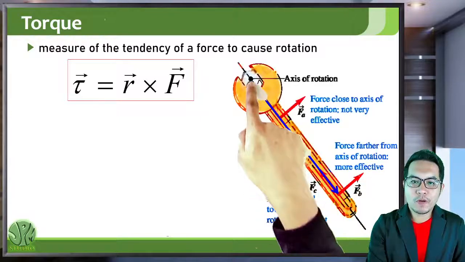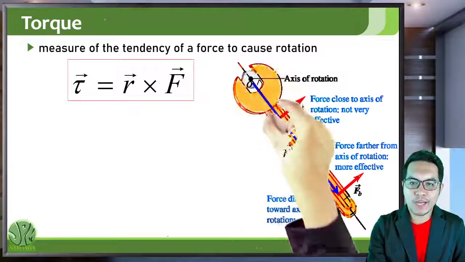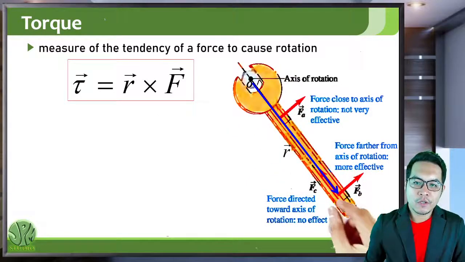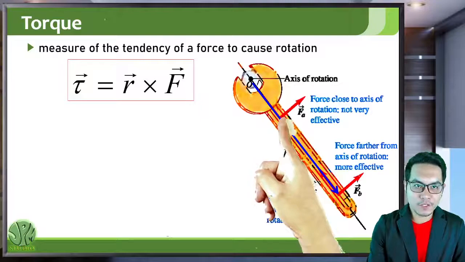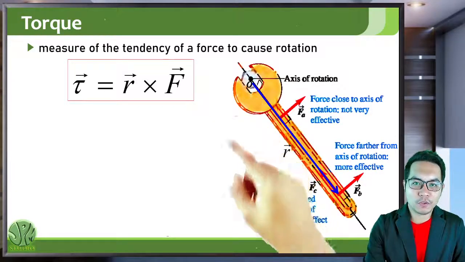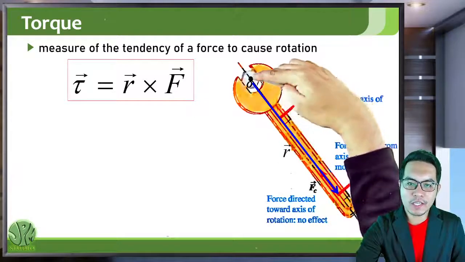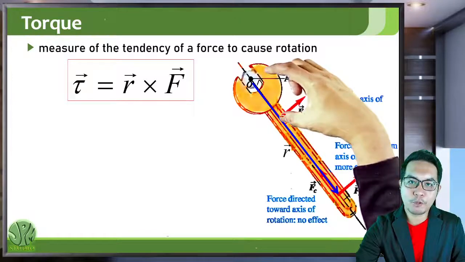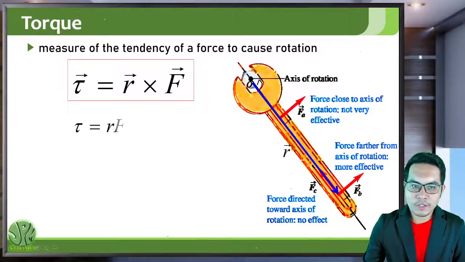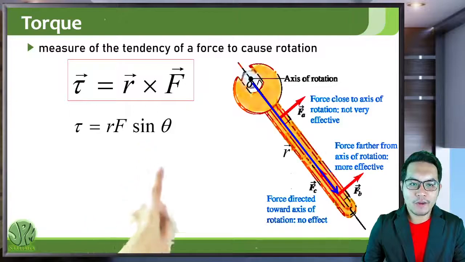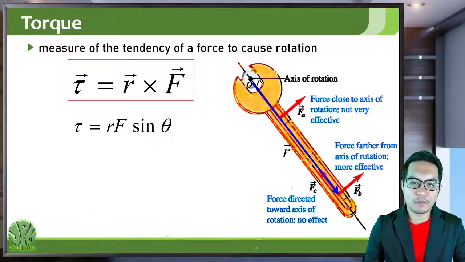If you have, say, a bolt and you want to rotate this bolt, you use a wrench. Depending on where you act the force, the tendency of this bolt to rotate will depend on the force and the radius, the distance from the point of action of the force to the axis of rotation. The magnitude of this is actually rF sine theta: magnitude of the first vector, magnitude of the second vector, sine of the angle between them.